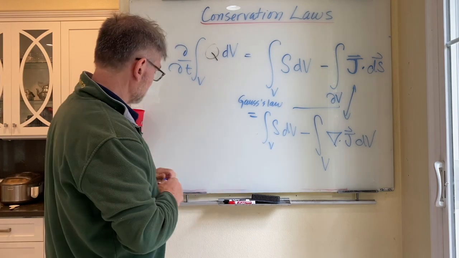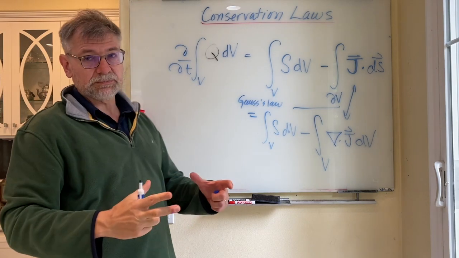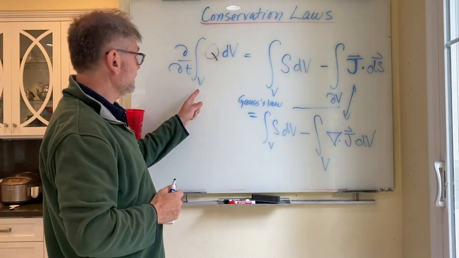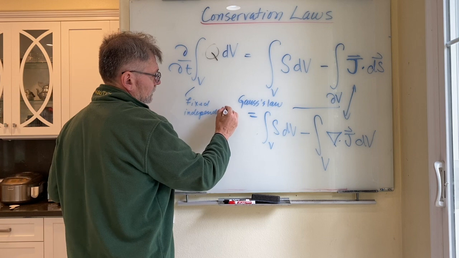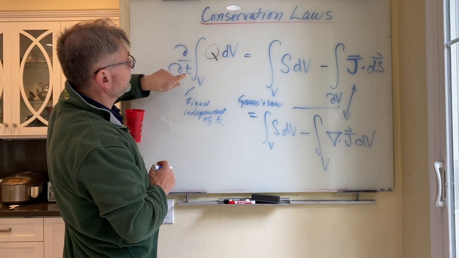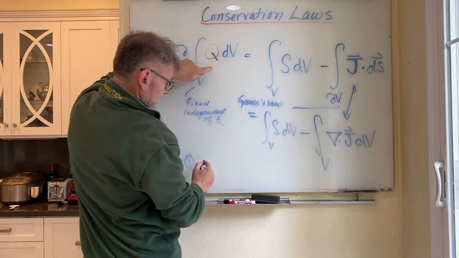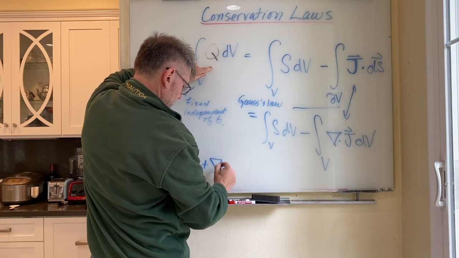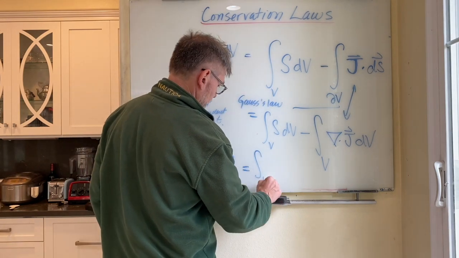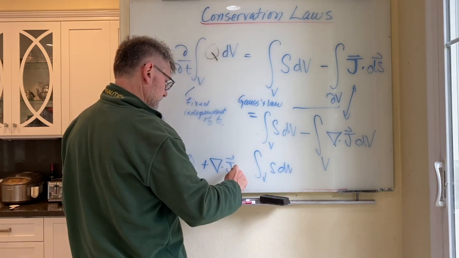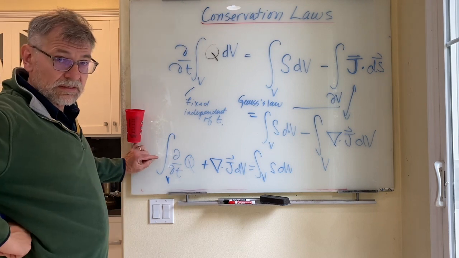Now I can bring everything onto one side. But another thing I want to do is take the volume V to be fixed in space. So it's a fixed volume, it doesn't change with time, independent of t. If it's independent of t, then I can take the time derivative inside the integral. So I'm left with ∂q/∂t. If I bring these terms over to this side, I'll have plus div J, and I'll keep the S on this side, equals the volume integral of S dV. And on this side I need a dV. All right, so this is my conservation law expressed as an integral for some volume V.